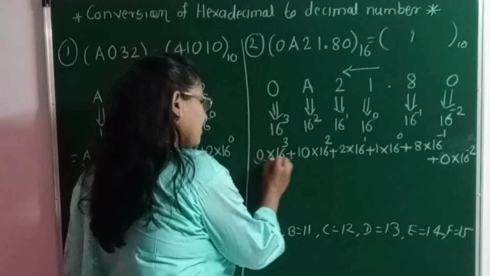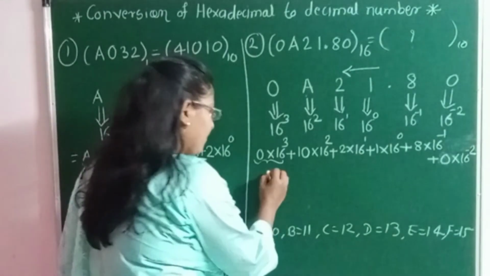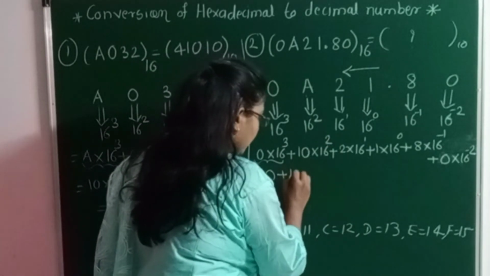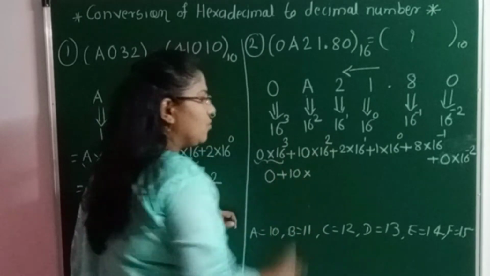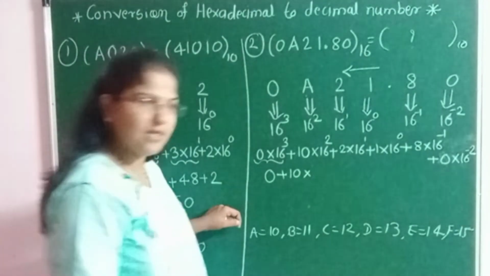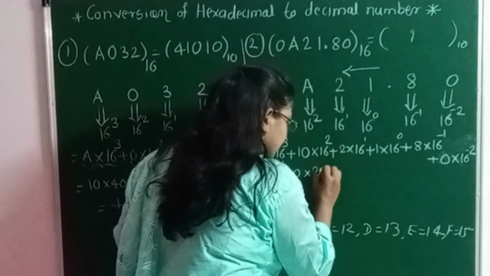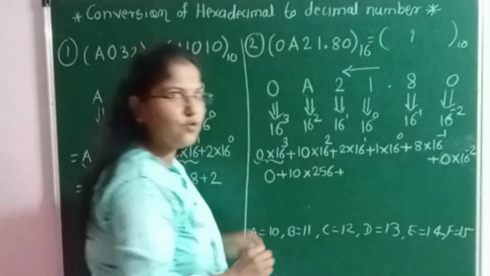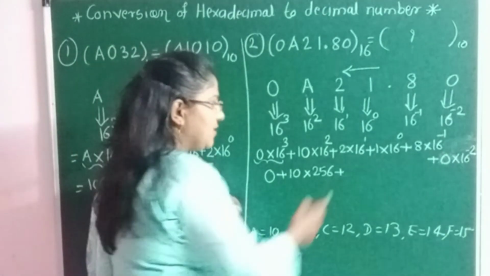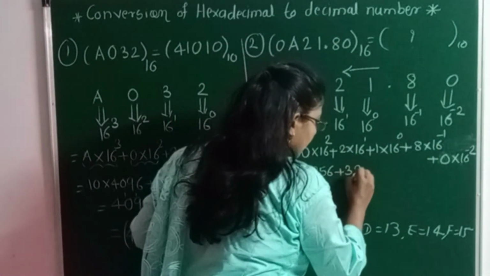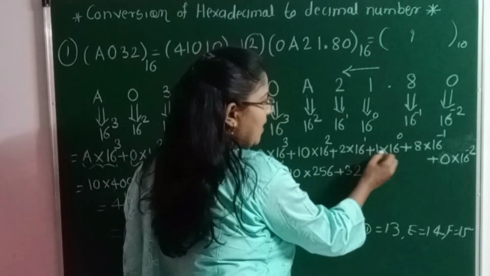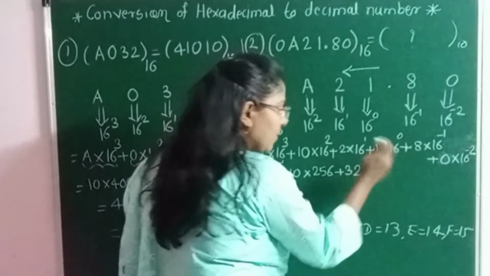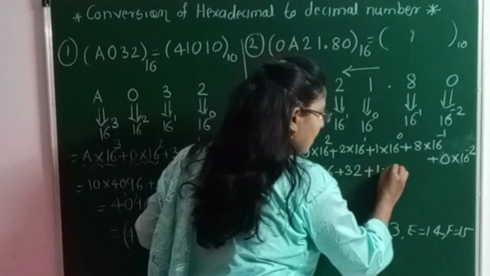Now the next 0 into 16 raised to 3, 0 plus 10 into 16 raised to 2. 10 into 16 raised to 2 means 16 into 16, square of 16, which is 256 plus 2 into 16 raised to 1. 16 raised to 1 is 16. So 16 into 2, 32 plus 1 into 16 raised to 0. The value of 16 raised to 0 is 1. So 1 into 1, the result is 1 plus.